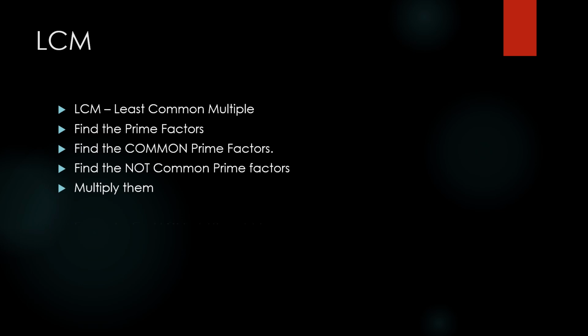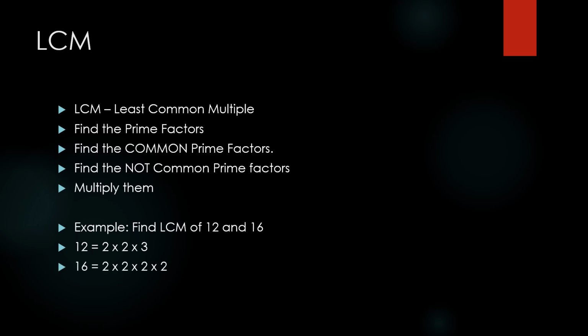Let us look at an example. We will find the LCM of 12 and 16. 12 is 2, 2 and 3 and 16 is 2, 2, 2 and 2. These are the prime factors of the two numbers. Next, we will find the common prime factors. So 2 and 2 are the common prime factors between the two numbers. So which numbers are not common? 3, 2 and 2. So what is the LCM of 12 and 16? We multiply all the common numbers and the numbers which are not common and we get the LCM as 48.